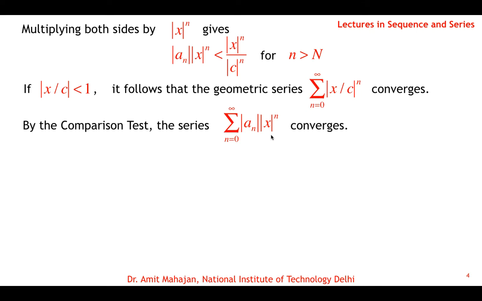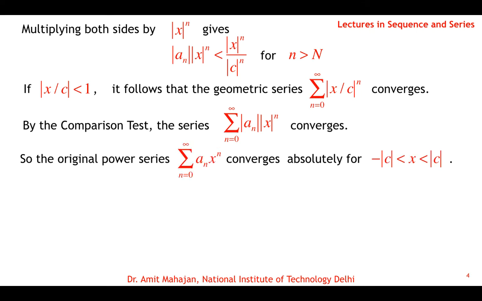And so we have the proof of the first part, that the original series a n x power n will converge absolutely because its absolute series is convergent. And it converges for this condition, that modulus of x is less than absolute value of c. Okay, so that's the condition. That means if the power series is convergent at any non-zero point, then it converges in the interval from minus c to plus c.